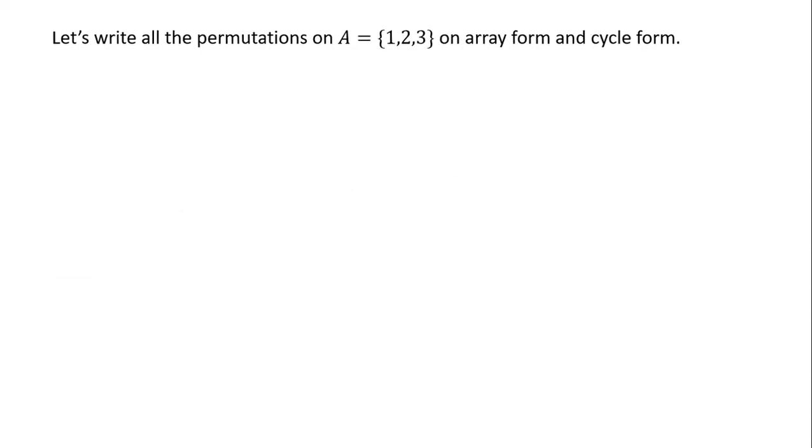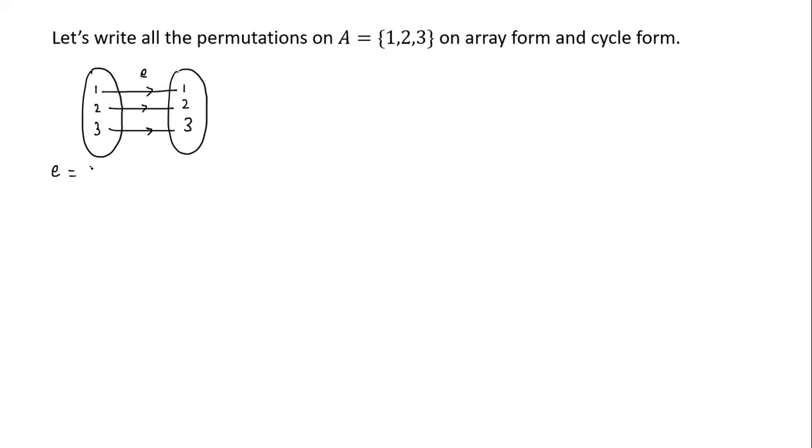Now let us see how we can write all the permutations on the set A is equal to {1, 2, 3} in array form and cycle form. So we had 6 permutations in total, and the first one was 1, 2, 3 mapping to 1, 2, 3. By the way, here 1 is mapped to itself, 2 is mapped to itself, 3 is mapped to itself. Let me denote this permutation again by E. So E in array form will be 1, 2, 3 over 1, 2, 3: 1 is mapped to itself, 2 to itself, 3 to itself.